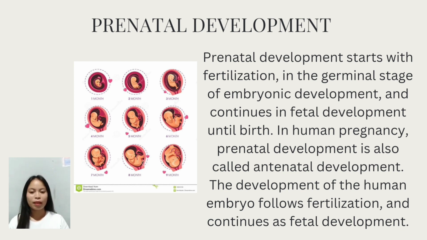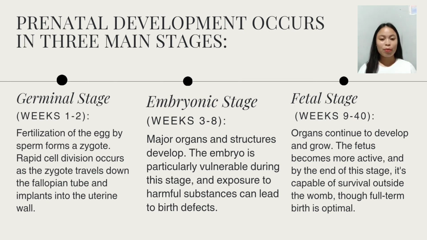Prenatal development. Prenatal development starts with fertilization in the germinal stage of embryonic development and continues in fetal development until birth. In human pregnancy, prenatal development is also called antenatal development. The development of the human embryo follows fertilization and continues as fetal development. Prenatal development occurs in three main stages.